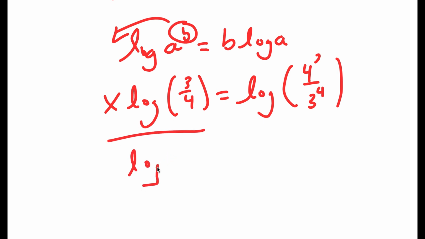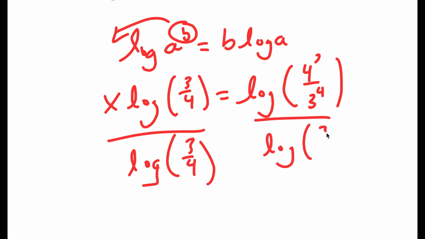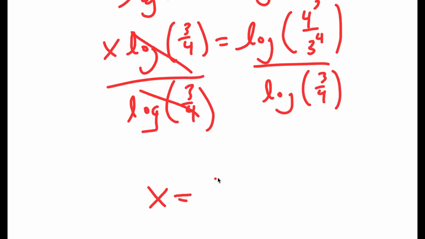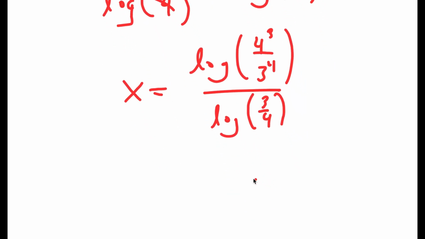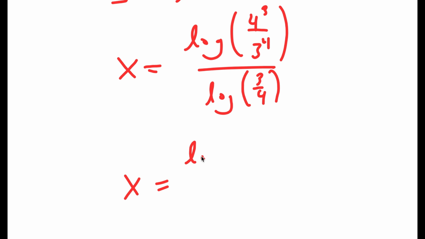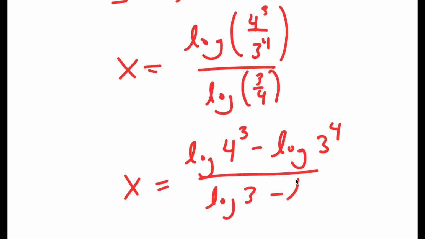Now I'm going to divide both sides by log of 3 over 4. So these two cancel out, and I get x is equal to log of 4 to the power of 3 over 3 to the power of 4, over log of 3 over 4. Now this is the same thing as log 4 to the power of 3 minus log 3 to the power of 4 over log 3 minus log 4.